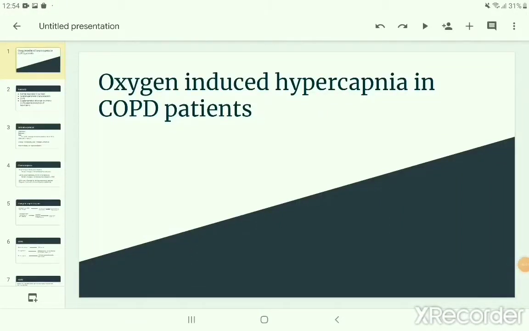Hi, I'm Dr. Hamid. Today we will discuss hypercapnia in COPD patients induced by oxygen supplementation. This is an important concept we are usually tested on in board exams, especially USMLE.